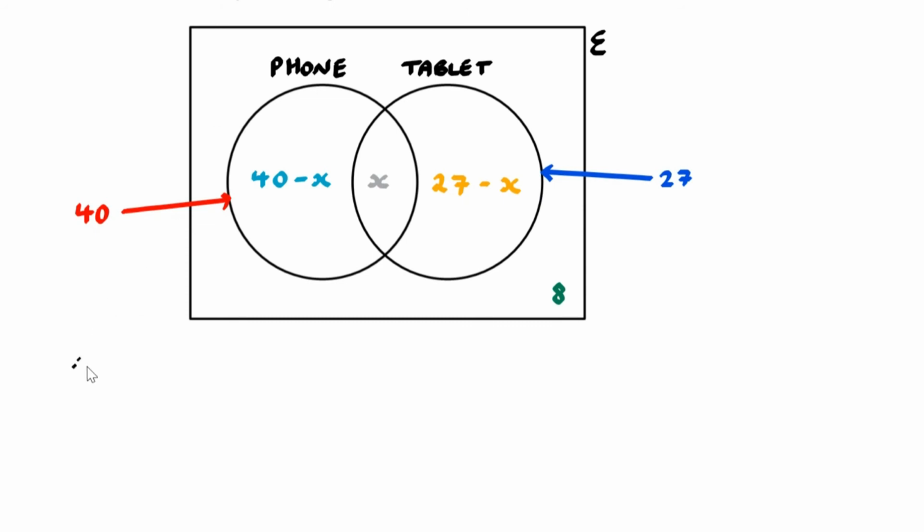So we've got 40 subtract x plus the x plus 27 subtract x, and then we add on to this the 8, and in total we get 60.